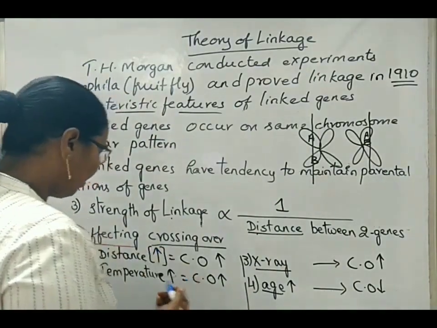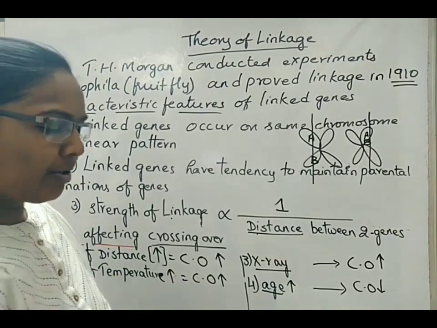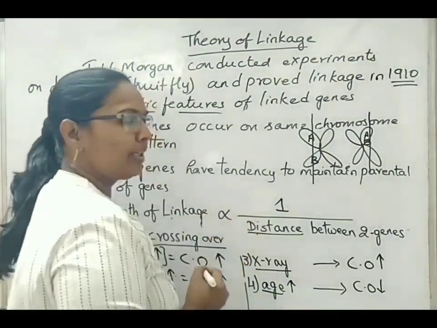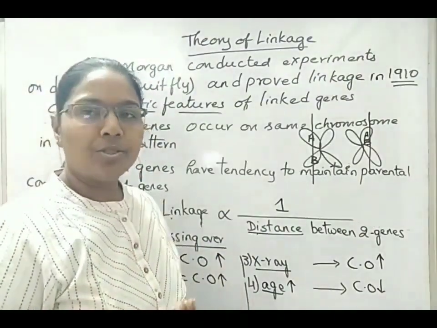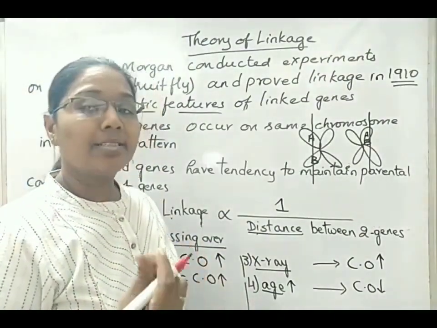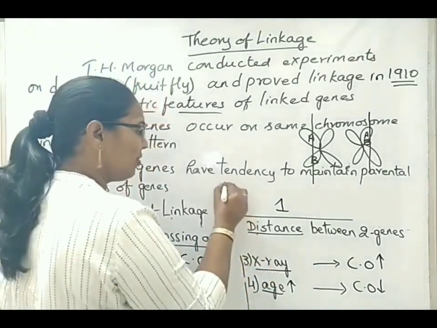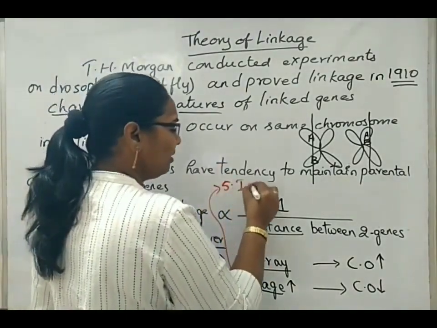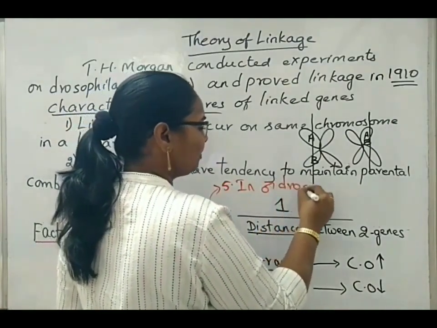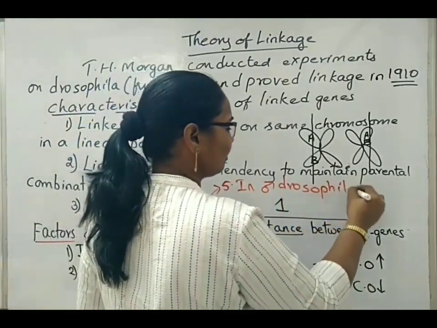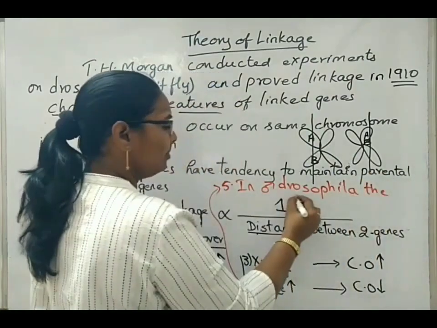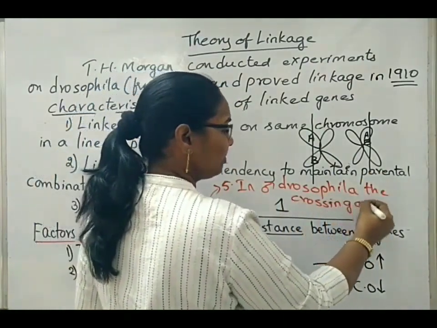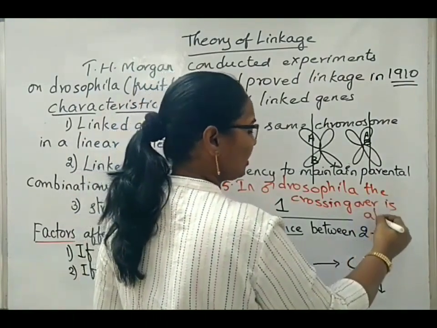A very important point to know is that in male Drosophila, crossing over is absent. This point is important to learn, students, while answering statement-model questions. So the fifth point we can mention here after the fourth one: in male Drosophila, the crossing over between genes is absent.